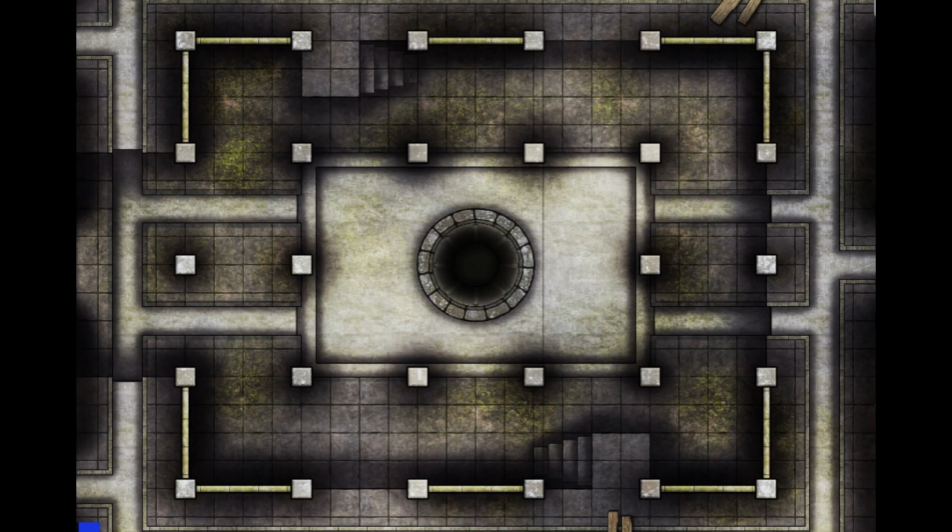Today we're going to be looking at some interactive puzzles. So, let's get started.